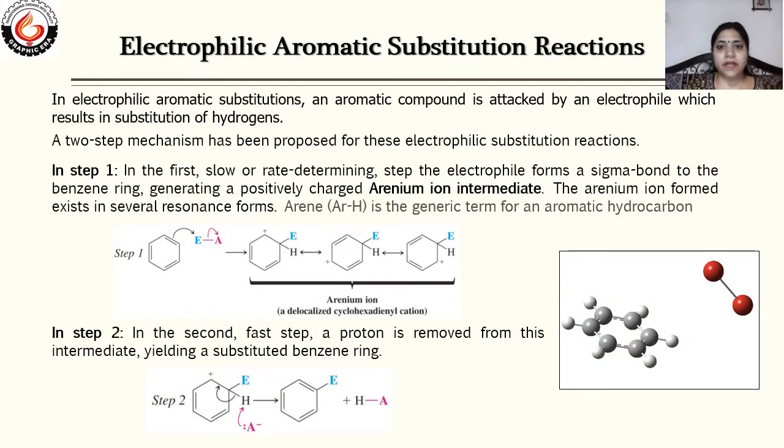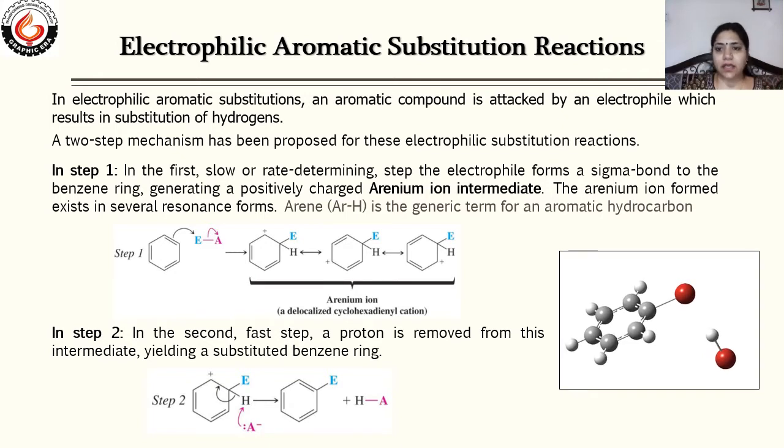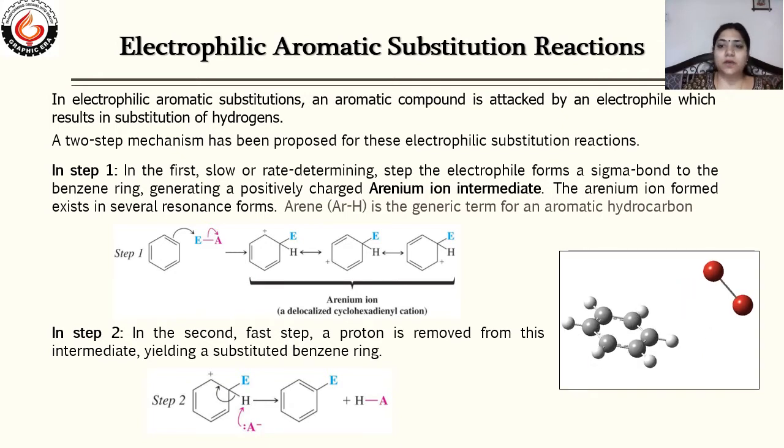Electrophilic aromatic substitution reaction, as it is clear from the name. Electrophilic, that means electrophile is there. Aromatic, that means it is for aromatic system. And substitution, that means some substitution takes place. So in electrophilic aromatic substitution, an aromatic compound is attacked by an electrophile and it results in substitution of hydrogen.